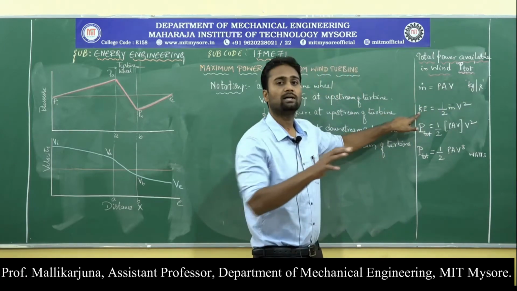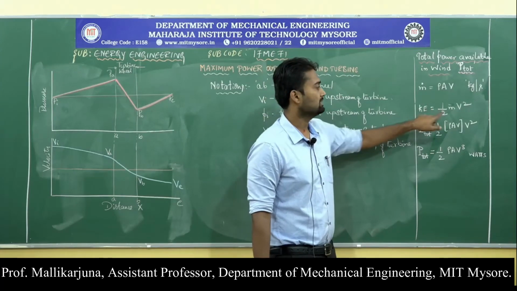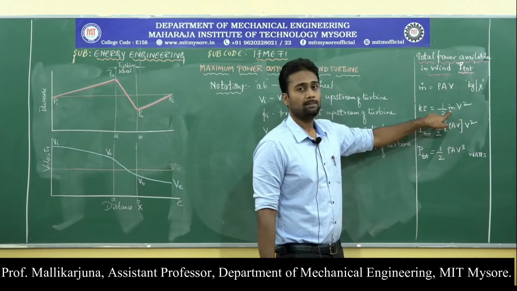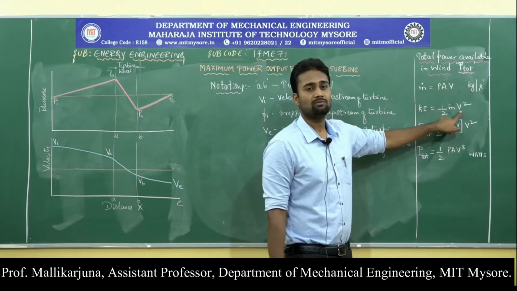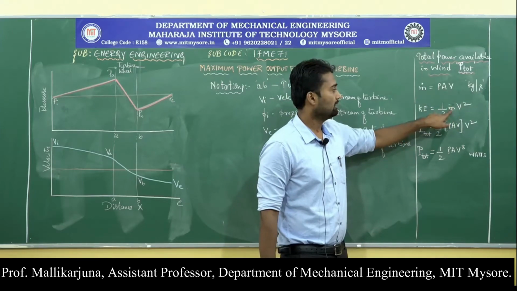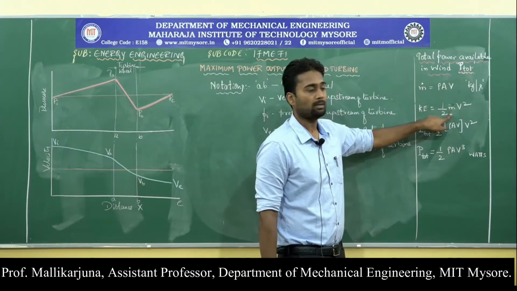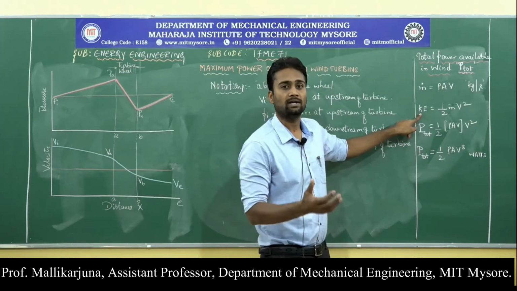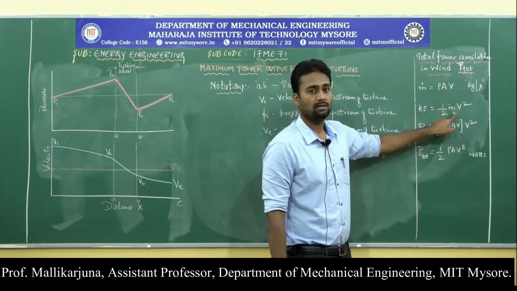I know the moving air, wind, possesses kinetic energy. Kinetic energy is given by half m v square, where m is the mass of the wind and v is the velocity of the wind. Here if I substitute m as m dot, this becomes the rate of change of kinetic energy, that becomes power if I replace m by m dot.